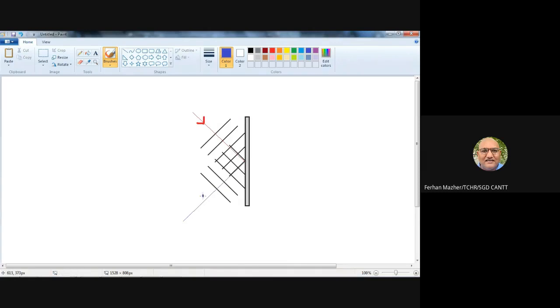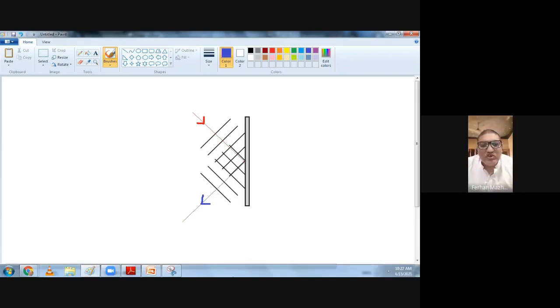From this barrier they got reflected. That's why you see the direction of the wavefronts have changed. This red line is showing the direction of the incident wavefronts, and this blue line is showing the direction of the reflected wavefronts. So here the reflection of the waves has taken place, and when reflection takes place, the frequency of the waves does not change, the wavelength does not change, the speed does not change. Only the direction of the wavefronts has changed.